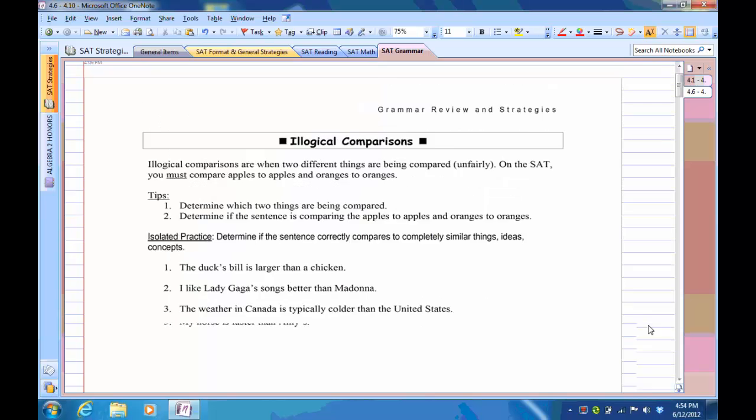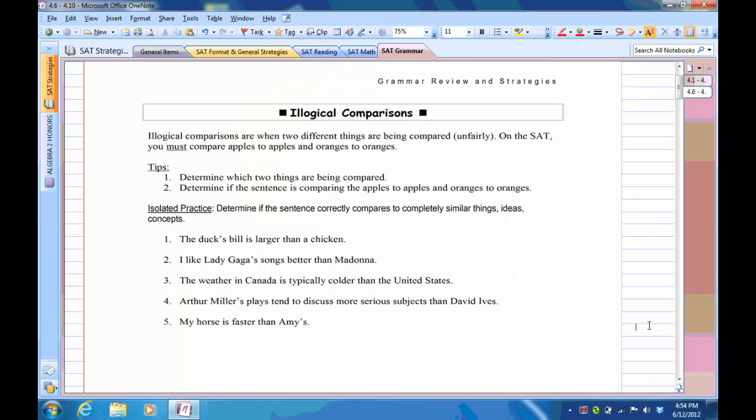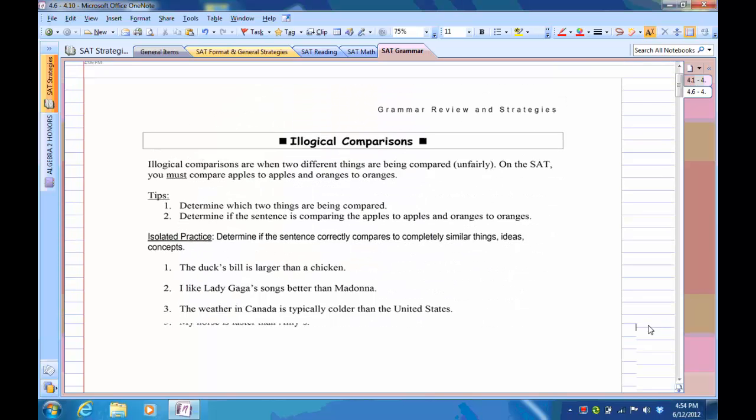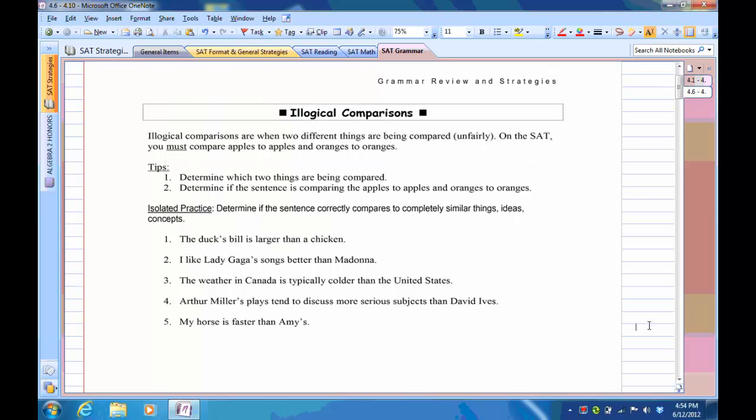With illogical comparisons, you want to make sure the two things that you're comparing are compared logically. So for example, you want to compare apples to apples or oranges to oranges. Just so you have a better idea of what I mean by that, let's look at some of the examples here.